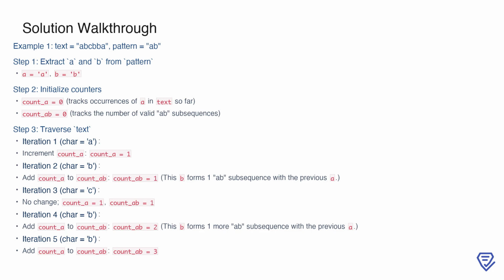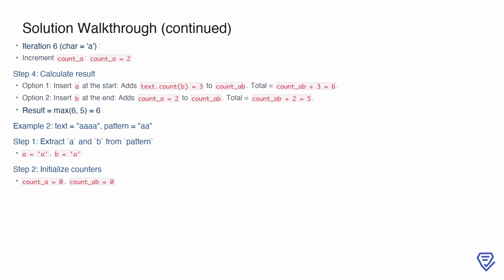In the third iteration, the character is c, which does not affect either counter, so both count_A and count_B remain unchanged. Moving to the fourth iteration, the character is b again, so we add count_A to count_B, increasing count_B to 2. In the fifth iteration, yet another b appears, and we add count_A to count_B once more, resulting in count_B being 3. In the sixth and final iteration of traversing the text, the character is a, so we increment count_A to 2.